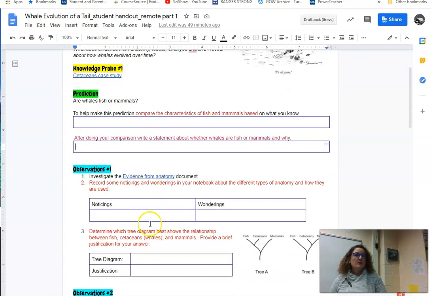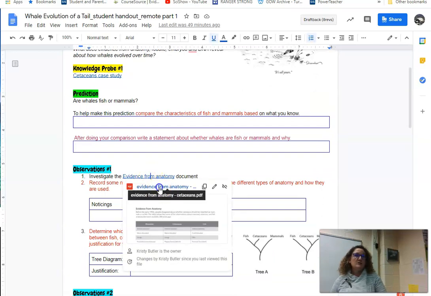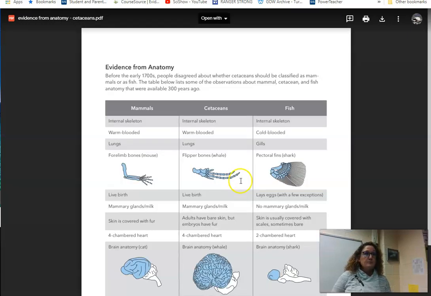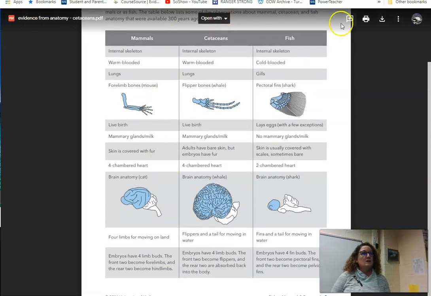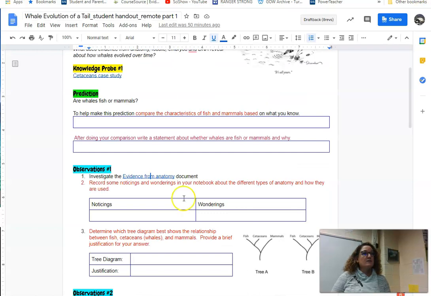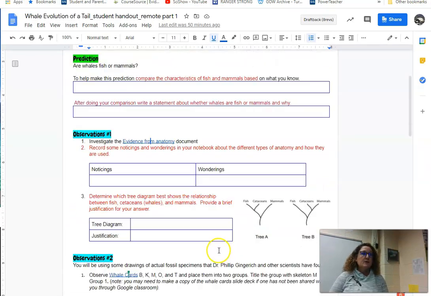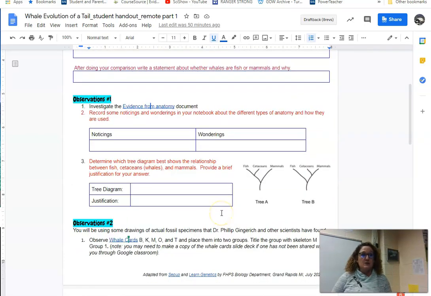Then you're going to get into the evidence. You've got some evidence here, which are different pieces of evidence that are used in evolution. When you take a look at these, you're looking at mammals, so this is like what we are as mammals, as humans. These are cetaceans, and then these are fish. Looking at this, you're going to modify or think about your answer up here and record those noticings and wonderings. Here's a tree like what you guys were looking at yesterday.